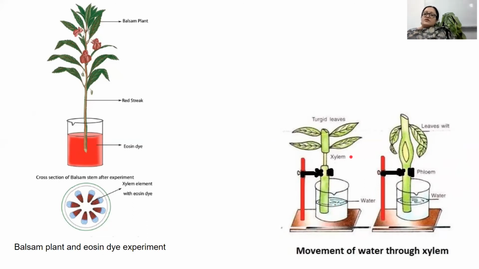Now we notice after an hour or so that the leaves attached to the plant part having the xylem intact remain turgid, whereas the ones attached to the twig where the xylem has been removed wilt. This happens because the xylem provides the leaves with water. But here there is no xylem, so the water is not reaching the leaves, and in turn, the leaves are wilting.